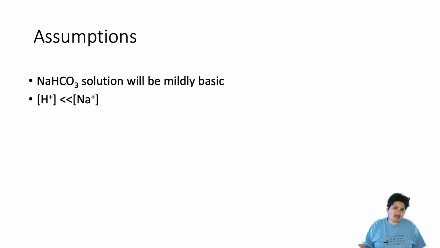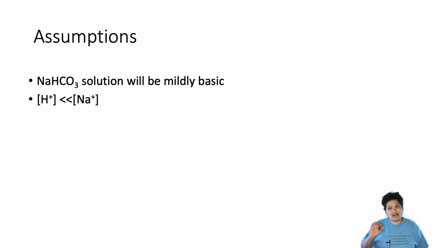If you had an H+ concentration of 0.1, that would give you a pH of 1. It would be extremely acidic, so that's not happening. H+ concentration is going to be much, much smaller than Na+. The OH- concentration is also going to be small.